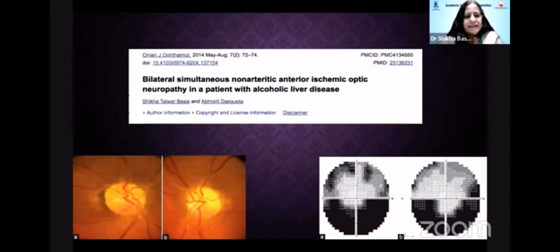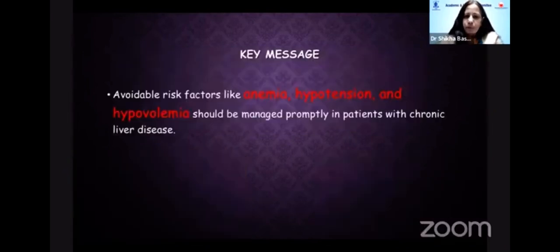This patient presented with alcoholic liver disease. You can see the sectoral pallor in both the eyes, superior sectoral pallor, and corresponding inferior arcuate defects in both the eyes. So in patients who have severe liver disease and have crowded disc, avoidable risk factors like anemia, hypotension, and hypovolemia should be taken care of promptly. So this was a key message from that paper.